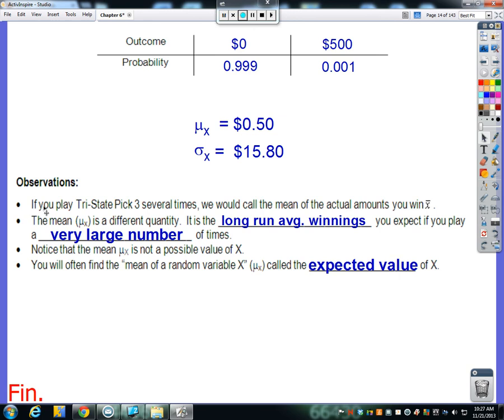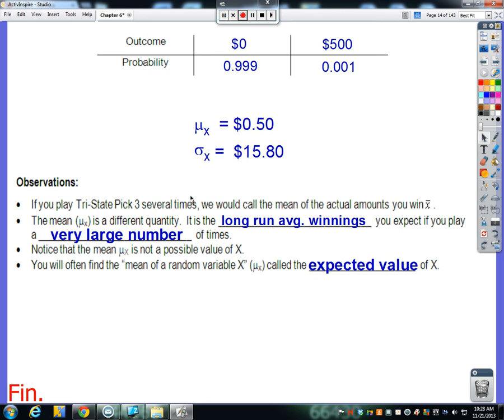So some observations here. If you play the Tri-State Pick 3 several times, we would call the mean of the actual amounts you win X bar. The mean mu sub X is a different quantity. It is the long-run average winnings if you expect to play a very large number of times. So mu was more of our population value, which makes sense, because if we play a very large number of times, that kind of represents the population.